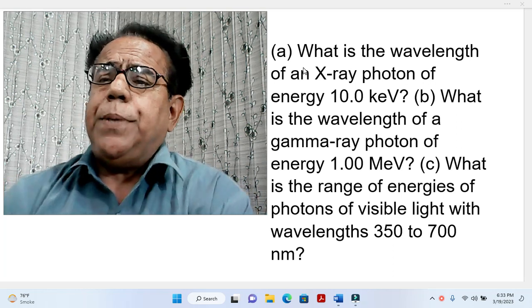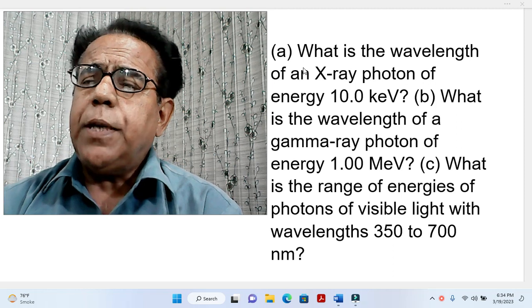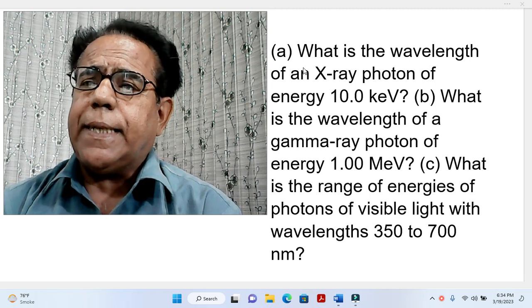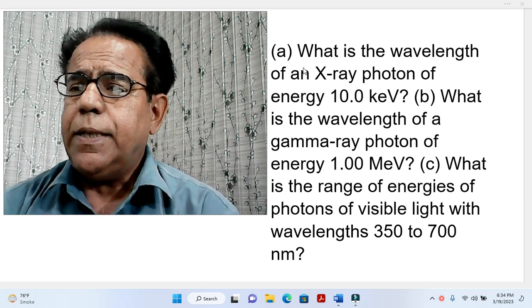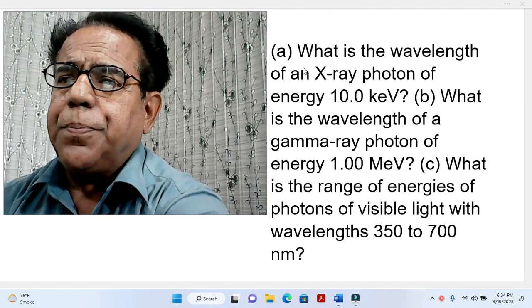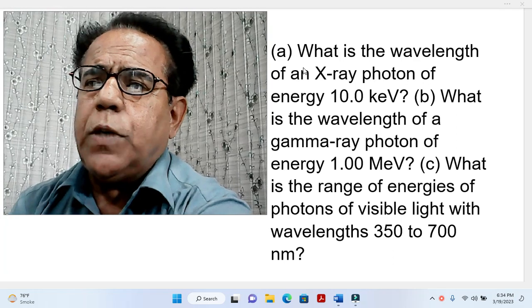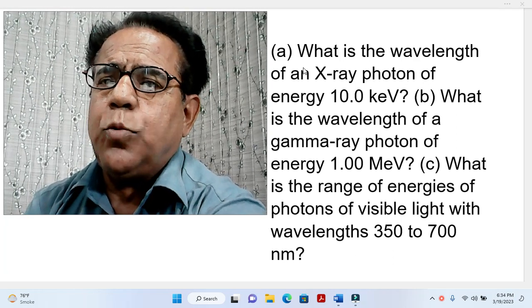This problem has once again been chosen from the book Modern Physics by Kenneth S. Crane. As usual, we first come towards its statement.